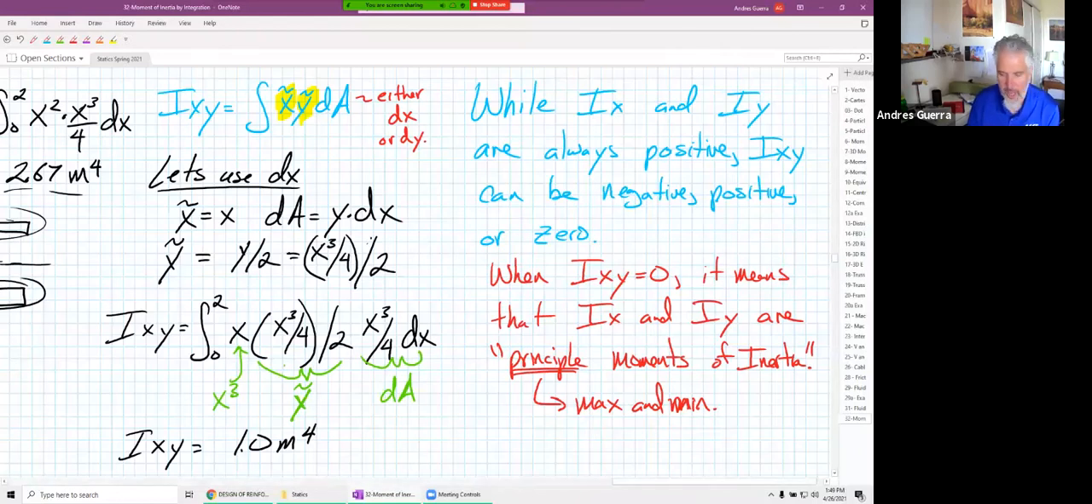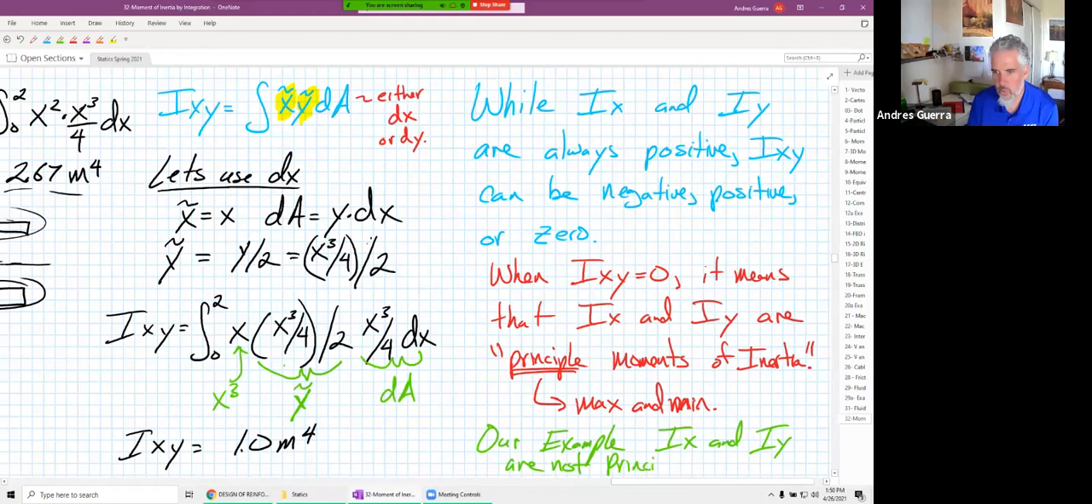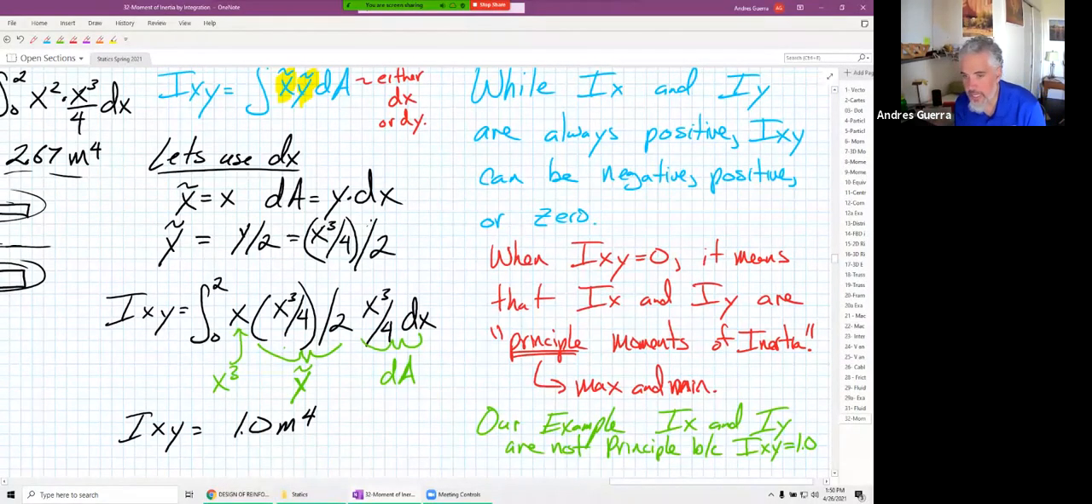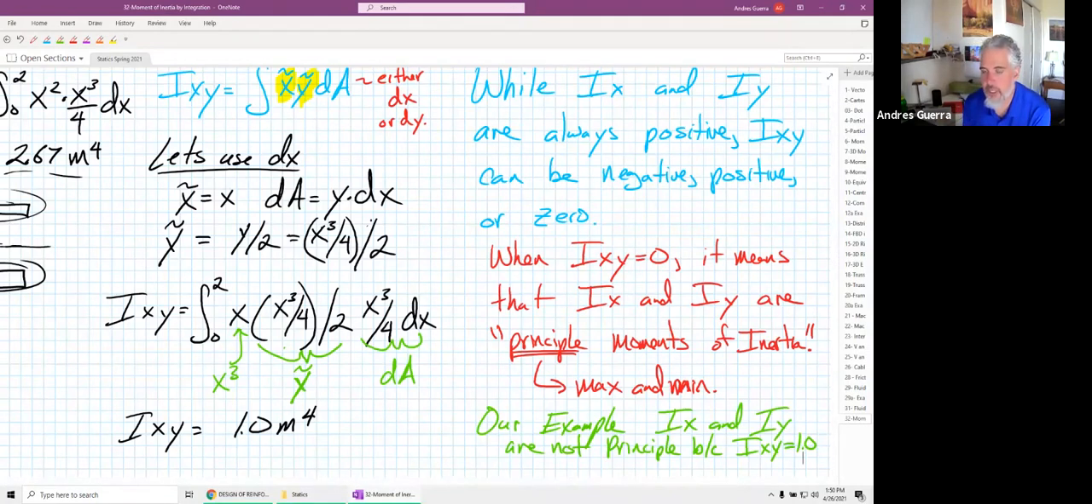So for our example, Ix and Iy are not principal because Ixy is not equal to zero. Ixy is equal to 1.0. When we start up on Wednesday again, we will talk about when Ixy is equal to zero. For now, just know that if Ixy is equal to zero, Ix and Iy are principal, meaning maximum and minimum moments of inertia. So our Ix and Iy are not.